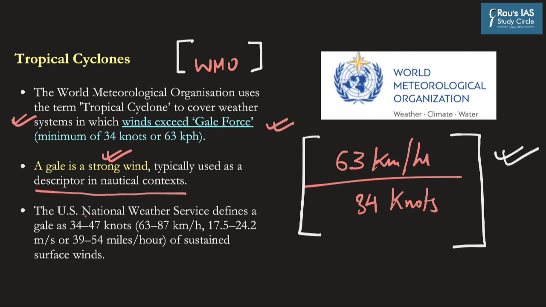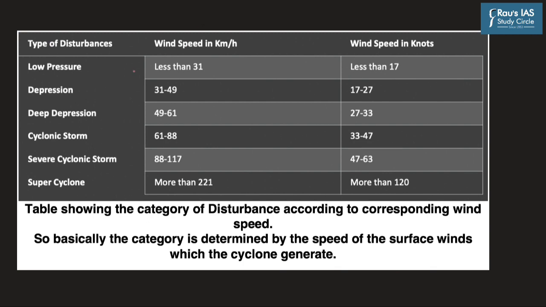per hour. Now the US National Weather Service defines a gale as 34 to 47 knots, that is between 63 to 87 km per hour, that too of sustained surface winds. So that's why the speed of the wind becomes important for tropical cyclones. And based on these speeds, these types of disturbance which are created in the atmosphere are described.